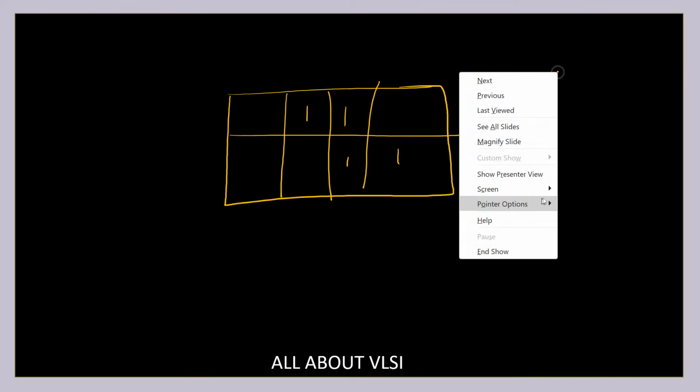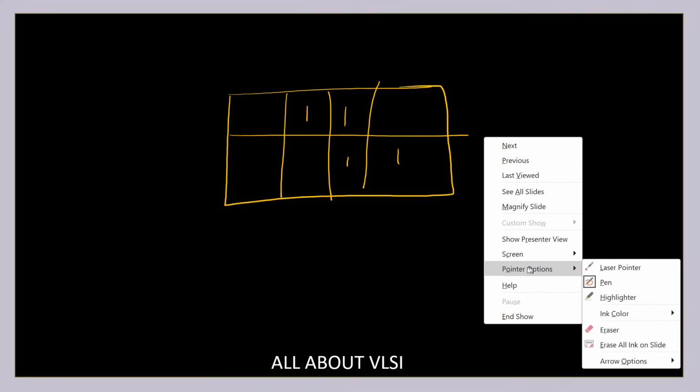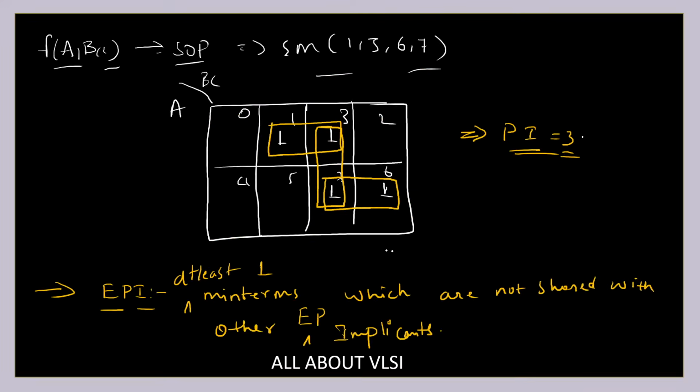First of all, how many prime implicants are there over here? We have already seen that we have three prime implicants. Prime implicants are nothing but the possible groups. Now, I can say this is an essential prime implicant because there is at least one minterm which is not going to share any group with others. So this is one essential prime implicant.